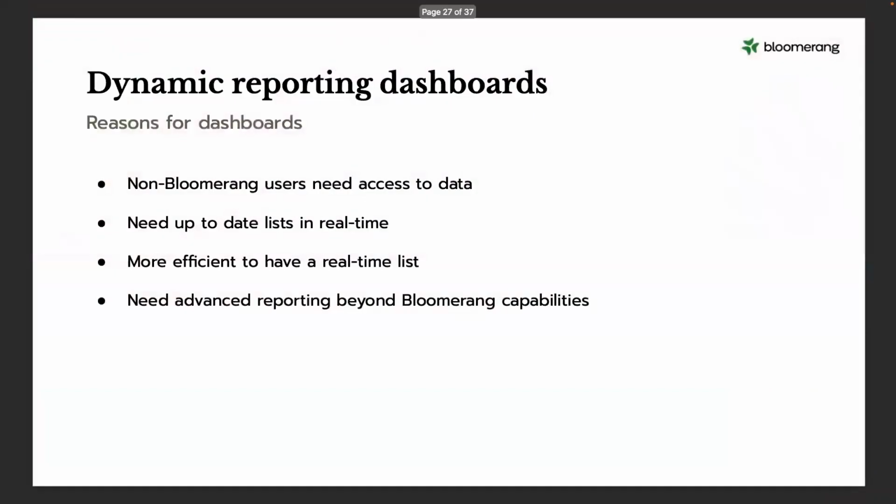This type of automation is typically pursued when non-Bloomerang users need access to data without a login. A great example of this is your board. If there's certain data you want your board to be able to see, but you don't want to provision them with full Bloomerang user access, a dynamic dashboard is a great way to do that. If you need up-to-date lists in real time, like a member directory, if it's more efficient for your team to have a real-time list instead of running a report, or if you need advanced reporting beyond what's available in Bloomerang's user interface right now.